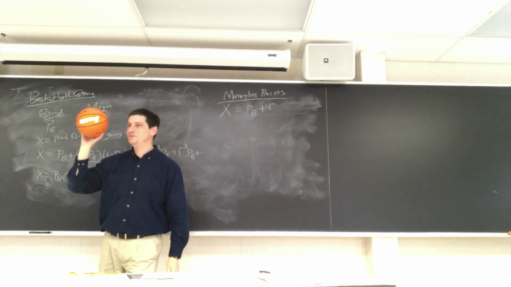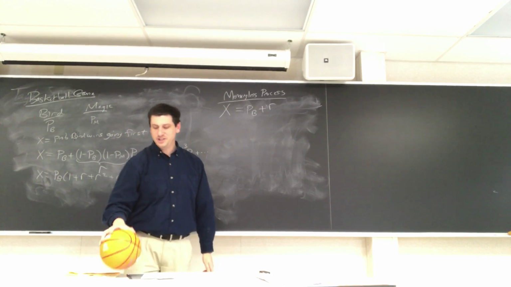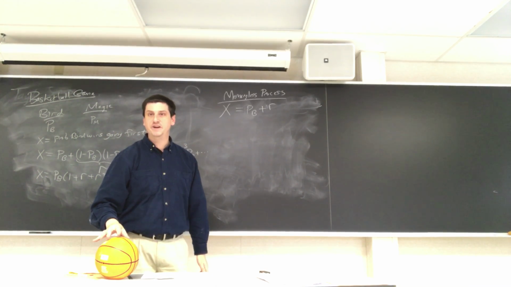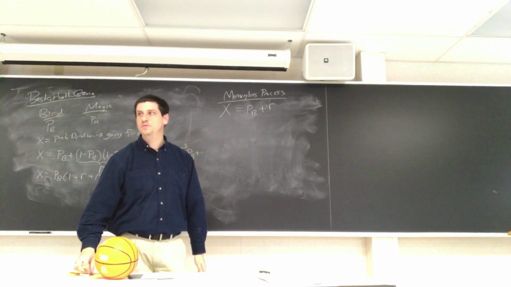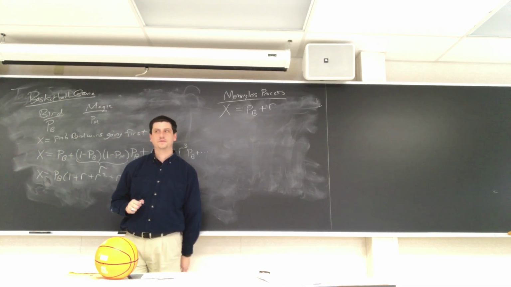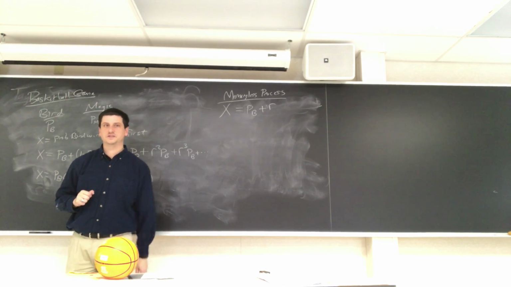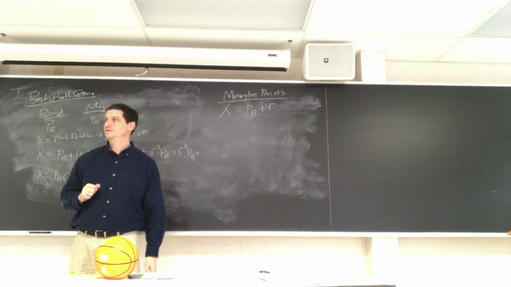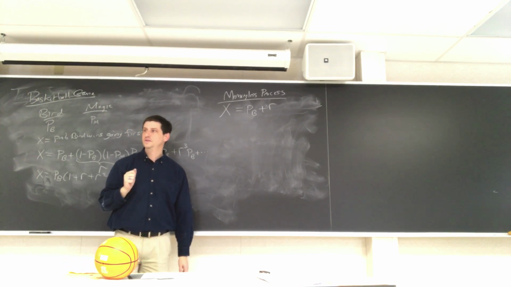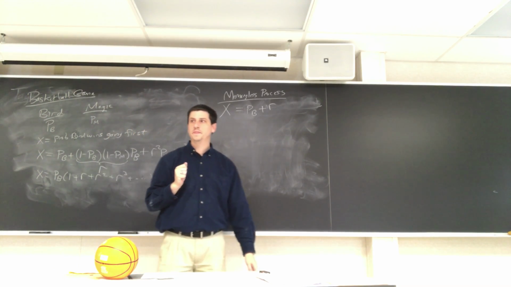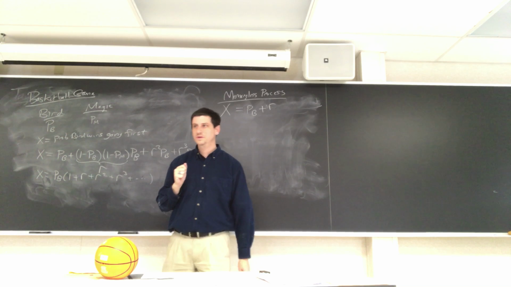No, PB is the probability that Bird wins on this shot. What is the probability that Bird wins eventually, given that he and Magic have both missed? What is the answer? Nope. PB ought to be there. Nope. PB plus R. Nope. PB.